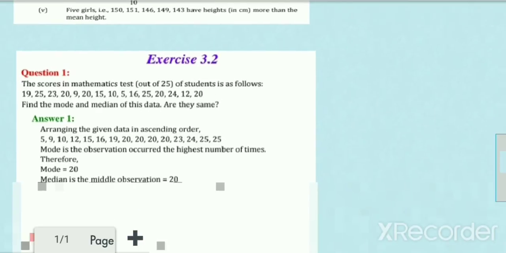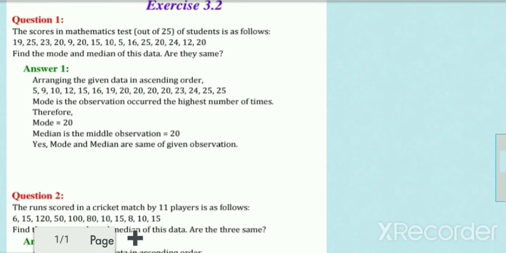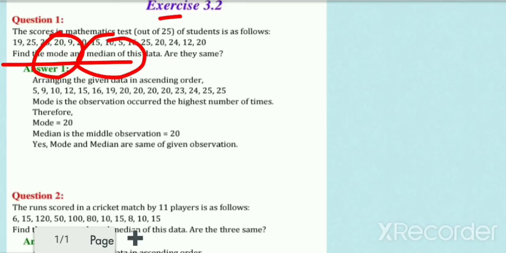Now exercise 3.2. The scores of a mathematics test of the top 25 students are given as follows. These are some test numbers, out of 25. Find the mode and median. Mode is the number which comes more times in the group. And median is the number which is between the given data.